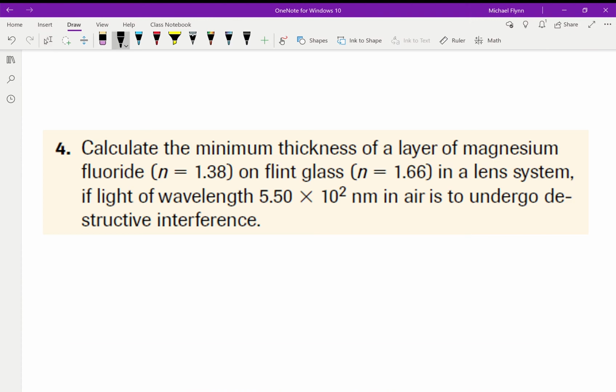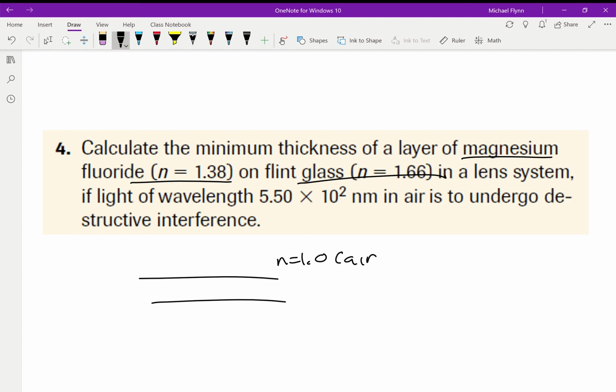Okay, so look, you've got a layer of magnesium fluoride on flint glass. Now there's always air. So it's like this. You have air, you have your magnesium layer here. So air is 1.0, that's air. Here's your little layer, your thin film. That's N equals 1.38. And then on the bottom here, I'll use a different color. Here's your glass block, your lens system, whatever it is. That's N equals 1.66.